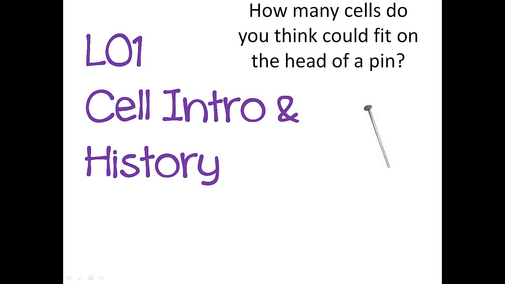This is U3LO1 about cells and cell history. Before we begin, how many cells do you think could fit on the head of a pin? Take a guess. Cells are pretty tiny, and if you consider that and the fact that a pinhead is pretty tiny too, we could fit about 1,600 average size cells.